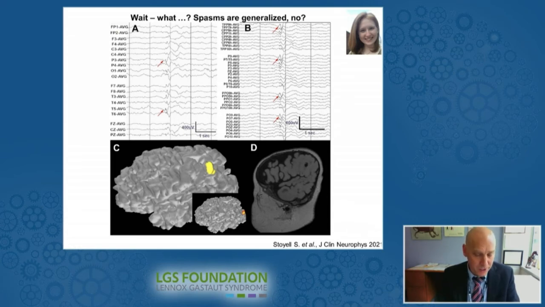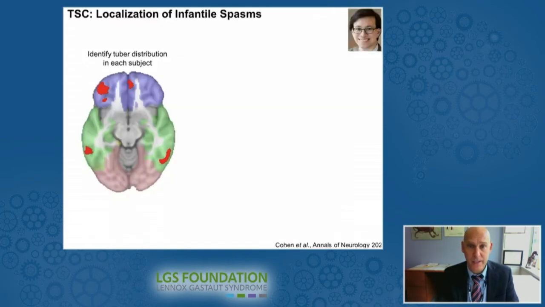So spasms, as defined by the ILAE, are either generalized or focal, and in their classification, they are listed as either focal or generalized.